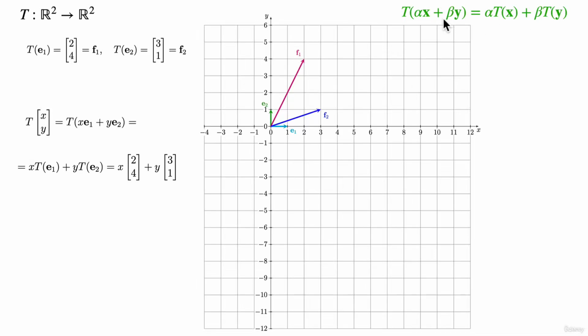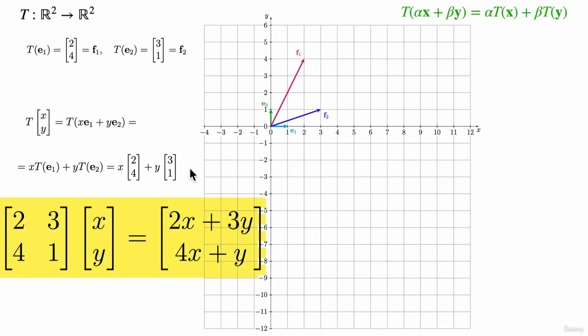Linear transformations preserve linear combinations. So if some vector was a linear combination of the unit vectors, which all vectors are, then its image is the same linear combination with the same coefficients of the values on these vectors.